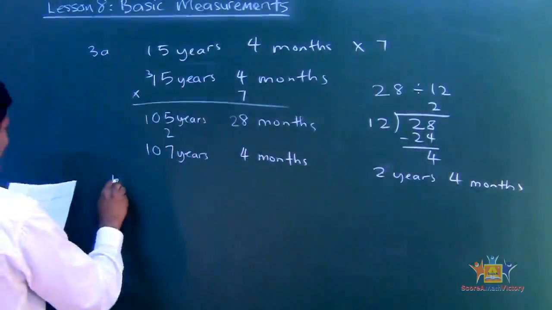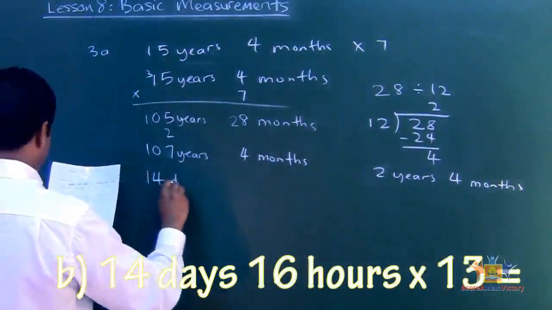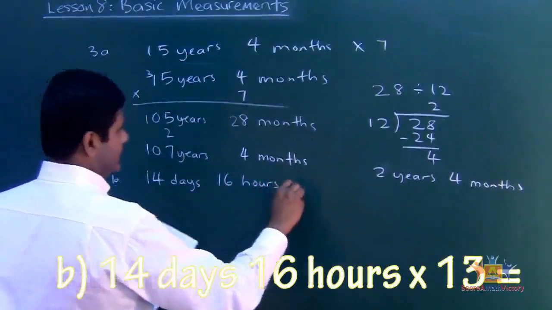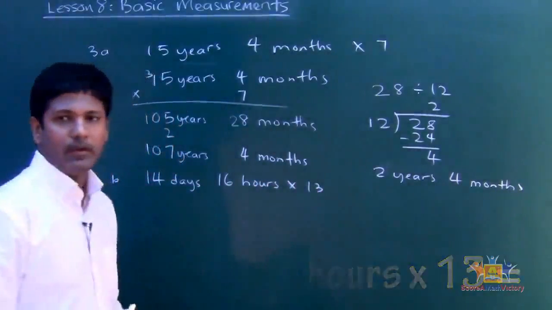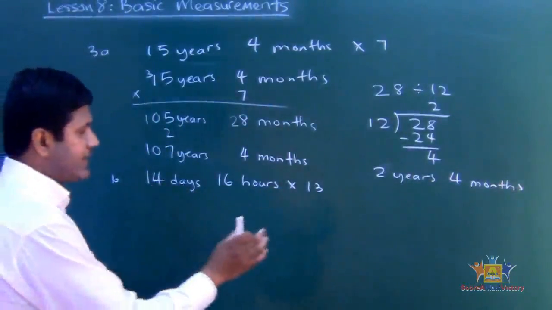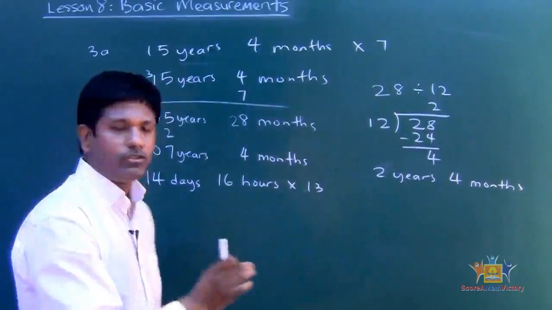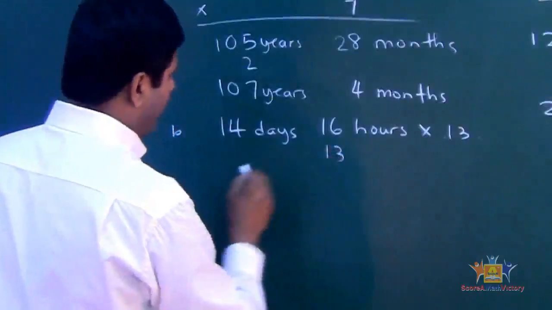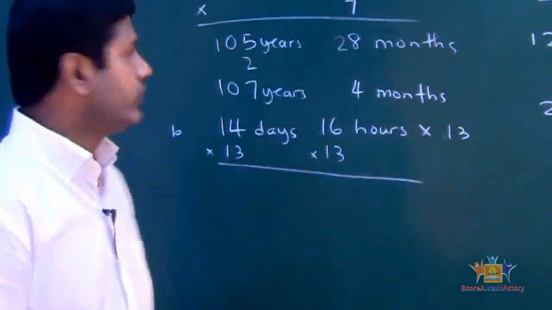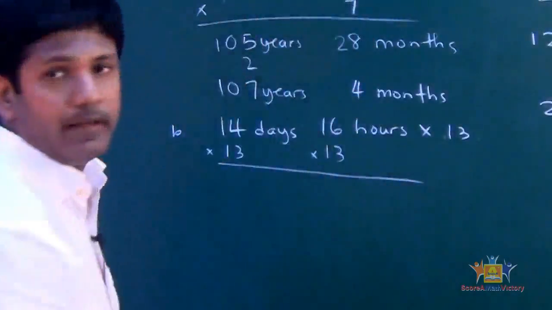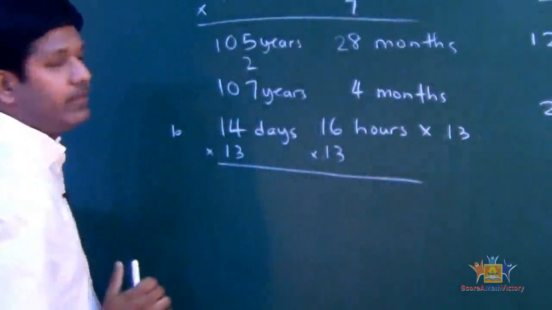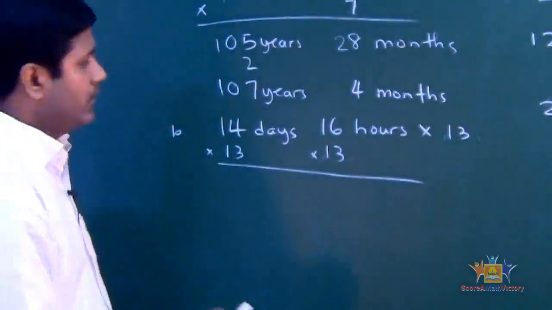Okay, problem B, you're given 14 days, 16 hours times 13. Alright, so what are we going to do? Bring the 13, line it up, okay? Now look, in this case, 13 is a 2-digit number. So I want you to put 13, you multiply right there. Okay? And then put a line. Because with 1 digit, you can easily multiply like that. With 2 digits, because of lining them up, I want you to put 13 here, 13 there, and multiply them separately. Alright? Okay, let's do that.